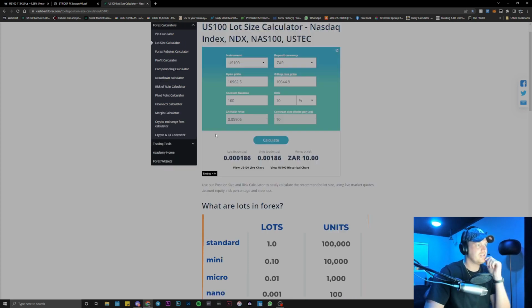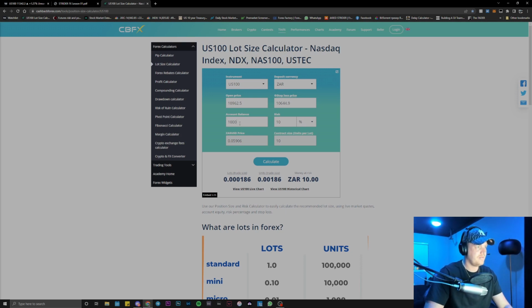I don't have it in this account, but let's just say we're risking 1,000 Rand, 100%. It'll give us a 0.018. So you either round it up or you round it down, depending on how good you feel about that trade. But this tool will help you calculate your lot size. I'm hoping this is making sense for everyone. Give me a thumbs up if this is making sense, how to use this tool.